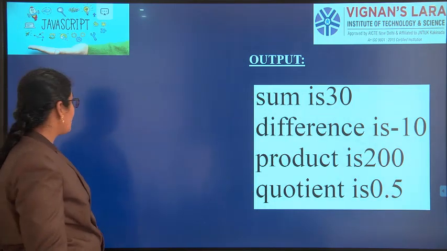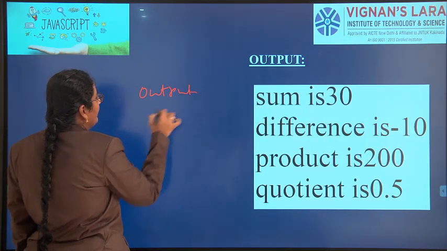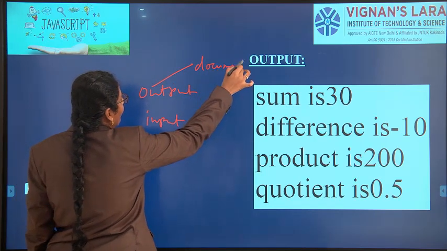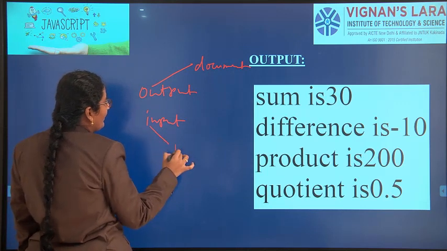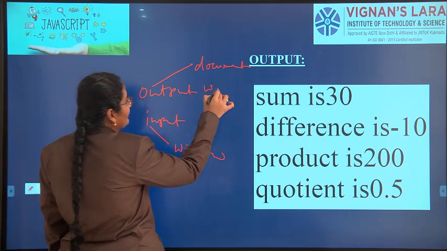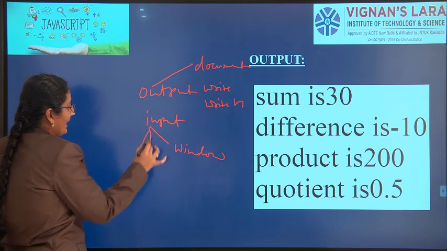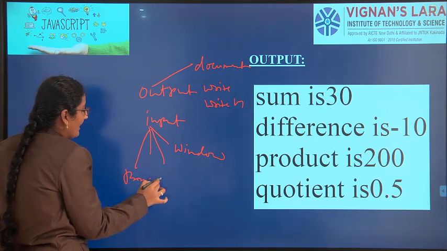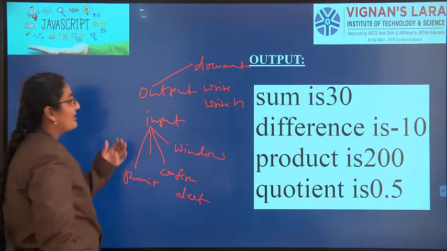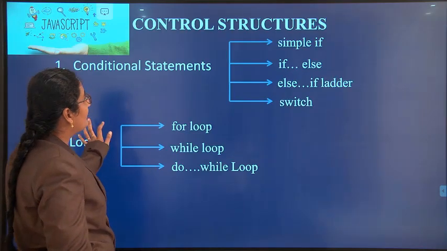So let us see what we have discussed. Output, input. For output we have document, that is an object. For input we have window, that is also an object. For output we have the methods write and writeln. For input we have the methods prompt, confirm, alert. These are the methods and objects for output and input, and this example is good. So let us go for the next one.